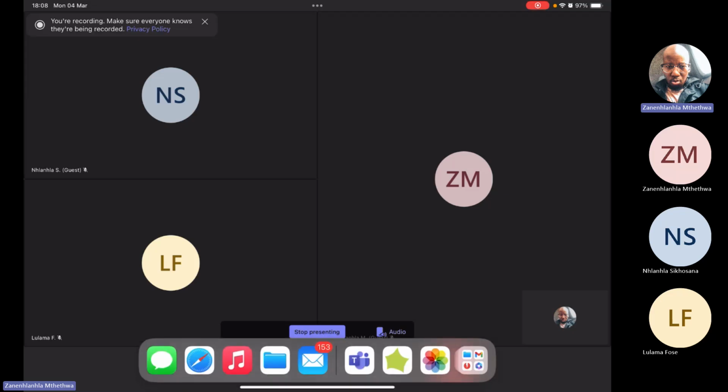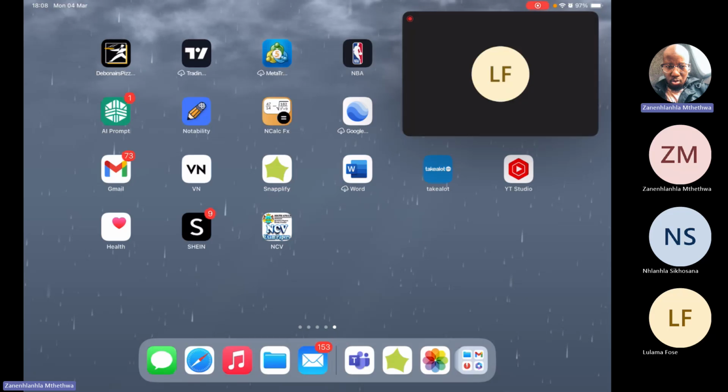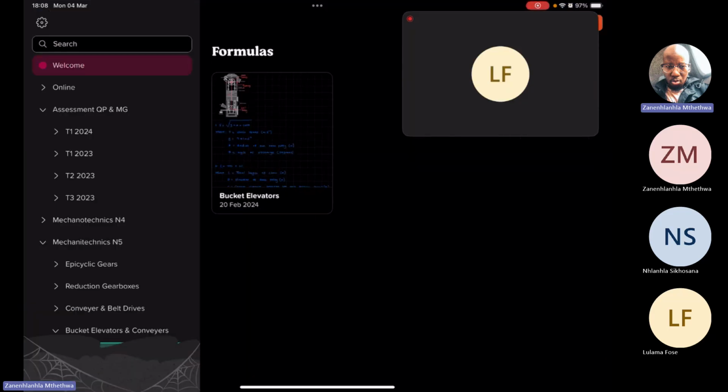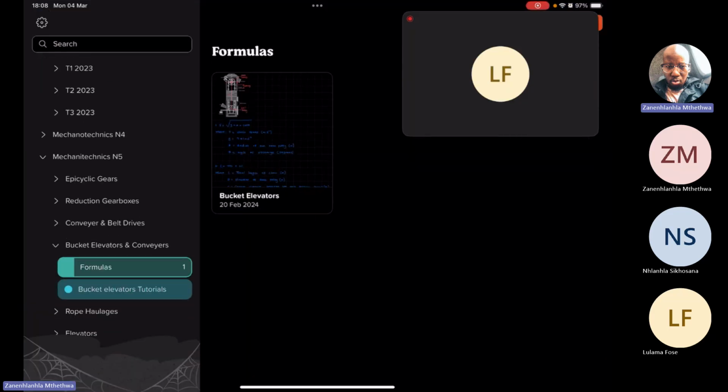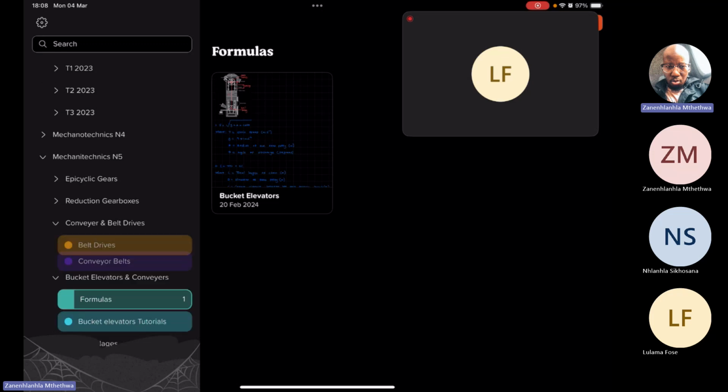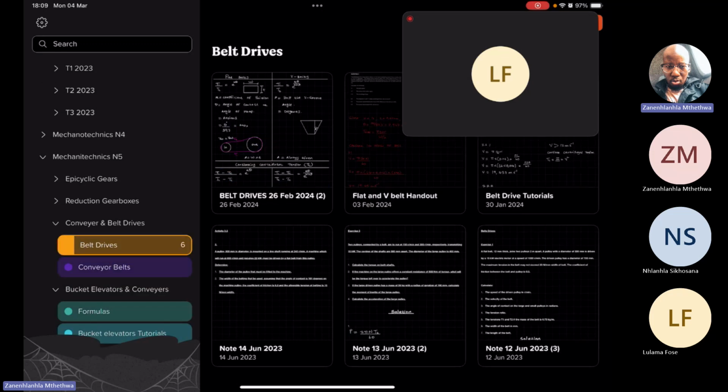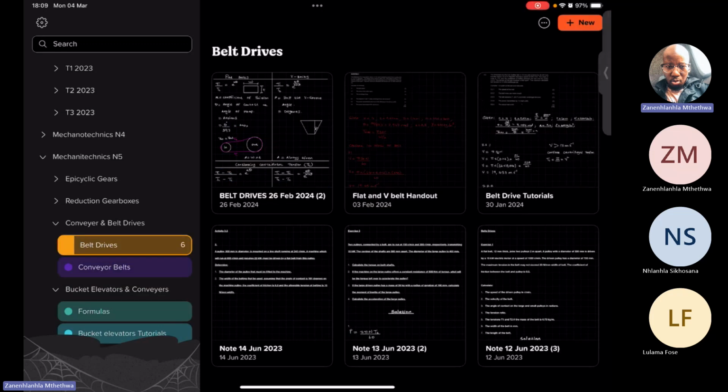Without any further ado, let us look at the one problem on belt drives where we consider losses, right?